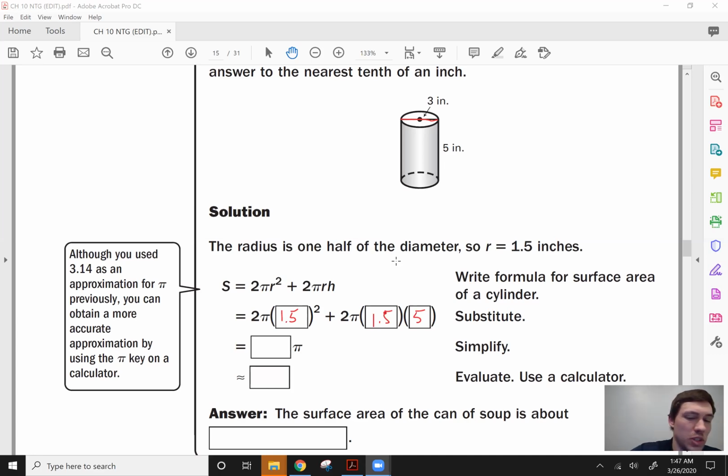And when you plug all that in, you get 61.3. So yeah, we got 19.5 times pi, which ended up being 61.3. So it's 61.3 square inches.